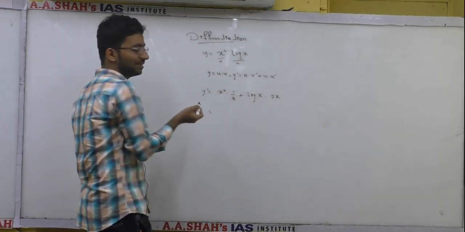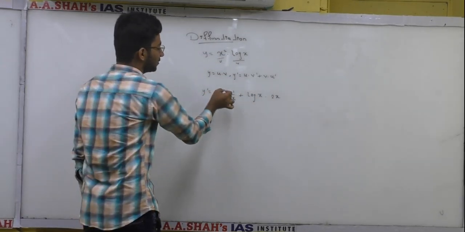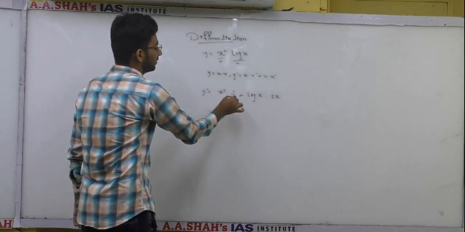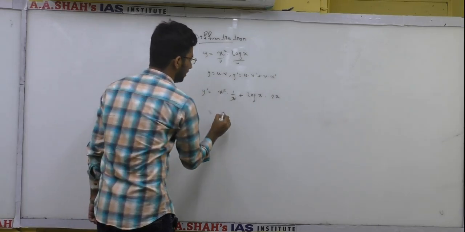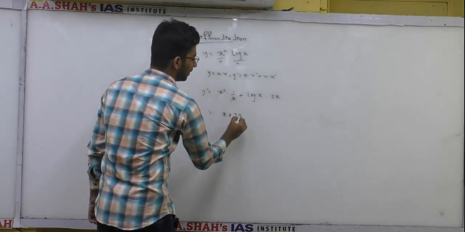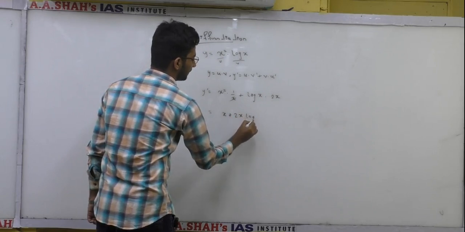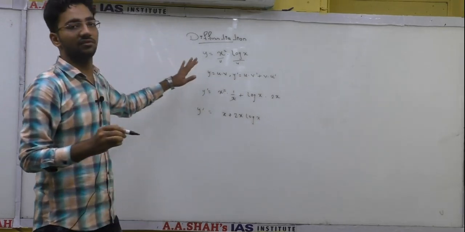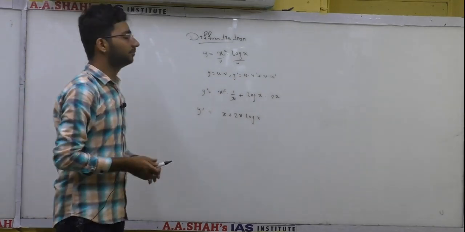Now if we can simplify further, then go for it. Here it's x square and here it is x, and both are dividing. So now one x will get cancelled. So we will get x plus. It's better you write the algebraic function first: 2x log x. So this is the derivative of this function which is of the form uv.